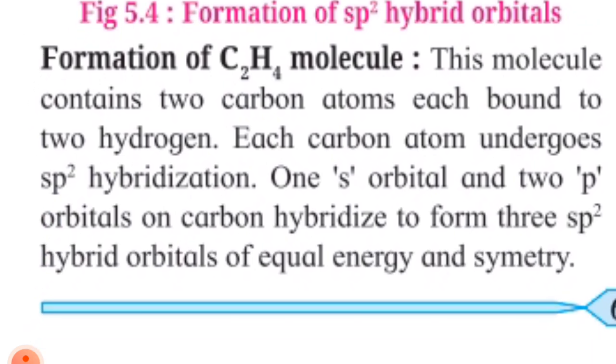Formation of ethene molecule. This molecule contains two carbon atoms each bound to hydrogen. Each carbon atom undergoes sp2 hybridization. The s orbital and two 2p orbitals on carbon hybridize to form three sp2 hybrid orbitals of equal energy and symmetry.